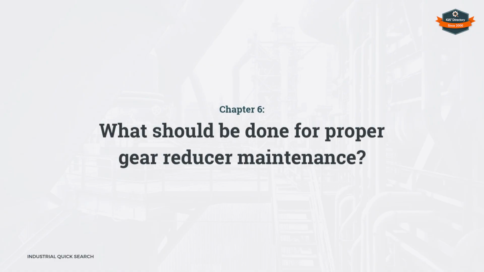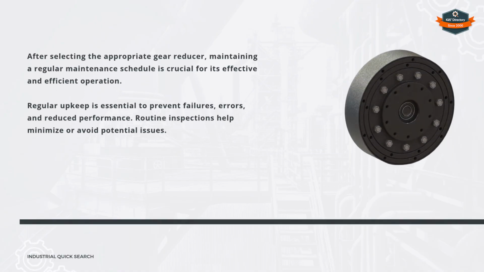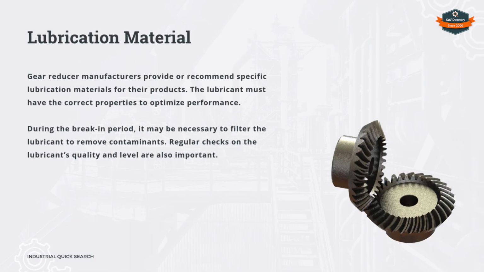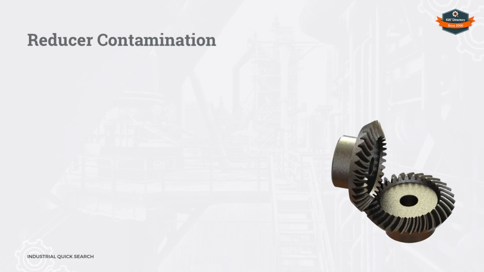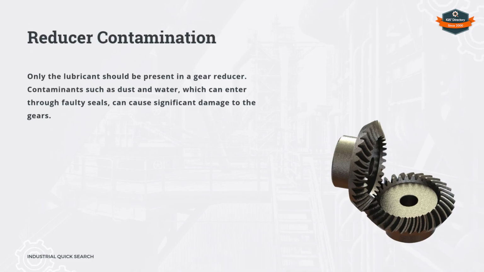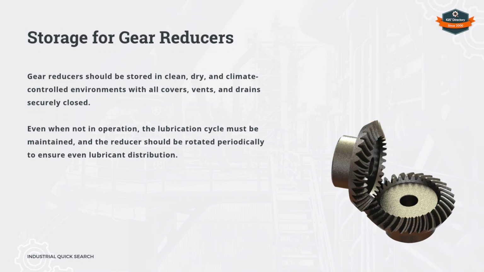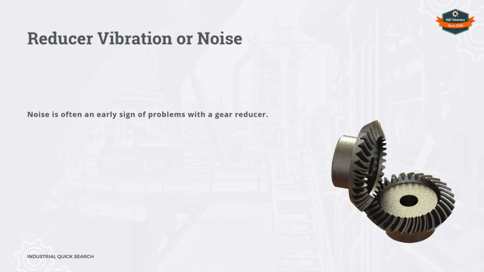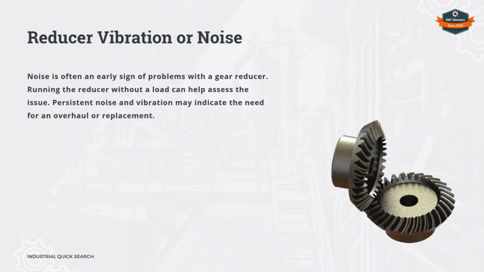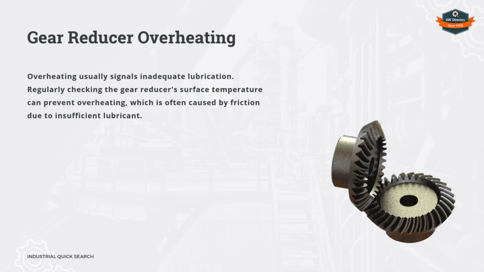Chapter 6. What should be done for proper gear reducer maintenance? Lubrication material. Reducer contamination. Storage for gear reducers. Reducer vibration or noise. Gear reducer overheating.